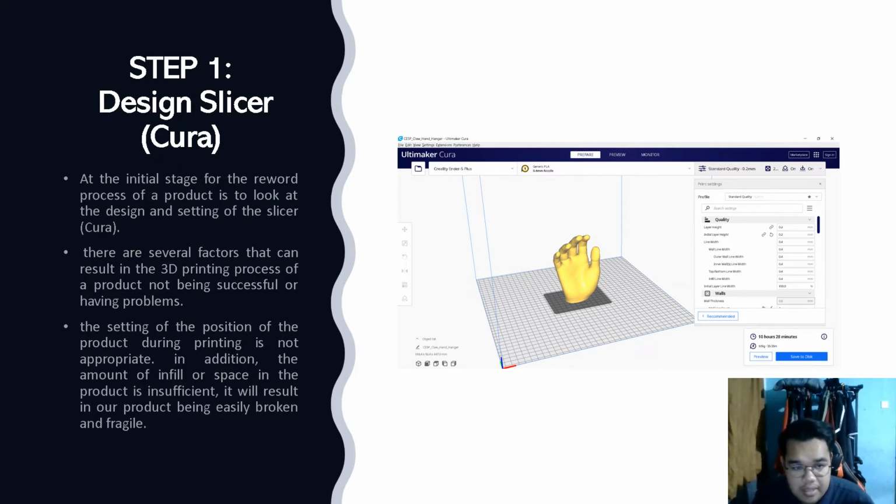So the first step is design slicer. The initial stage for the rework process of a product is to look at the design and setting of the slicer. Cura is the slicer software itself. There are several factors that can result in the 3D printing process of a product not being successful or having problems. The setting of the position of the product during printing is not appropriate. In addition, the amount of infill or space in the product is insufficient, which will result in our product being easily broken and fragile.